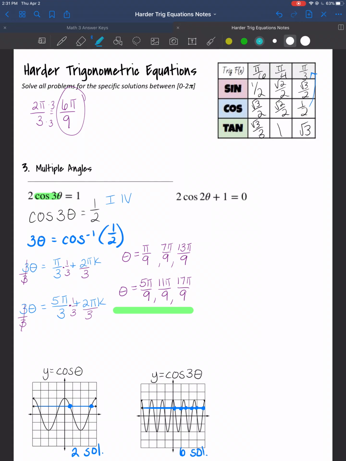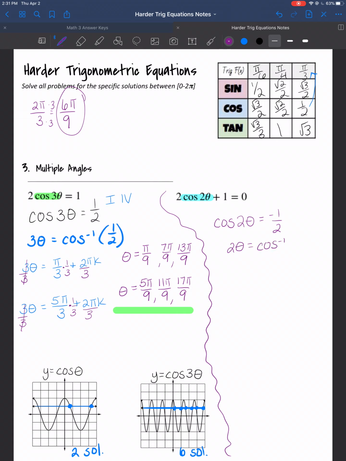So same thing, I've got a multiple angle here, so first thing you're going to do is solve for the trig function. Cosine 2 theta equals negative a half. I'm going to draw a little line so I can separate my work here. So now you're going to use inverse trig, solve for 2 theta. So 2 theta equals inverse cosine of negative a half.